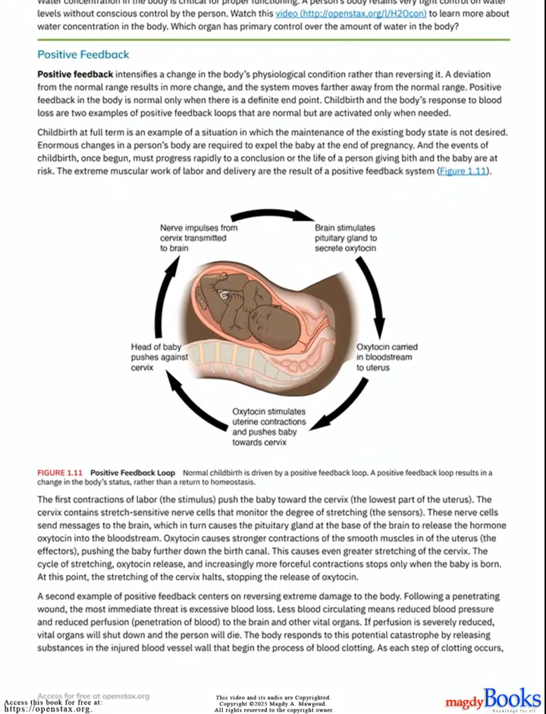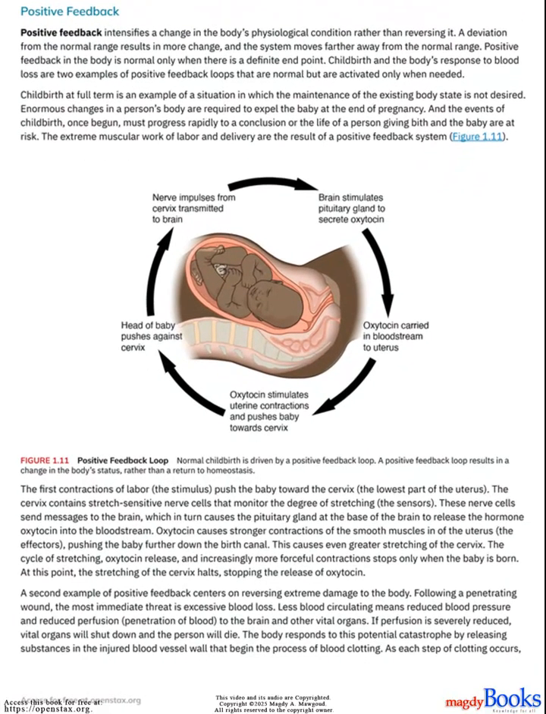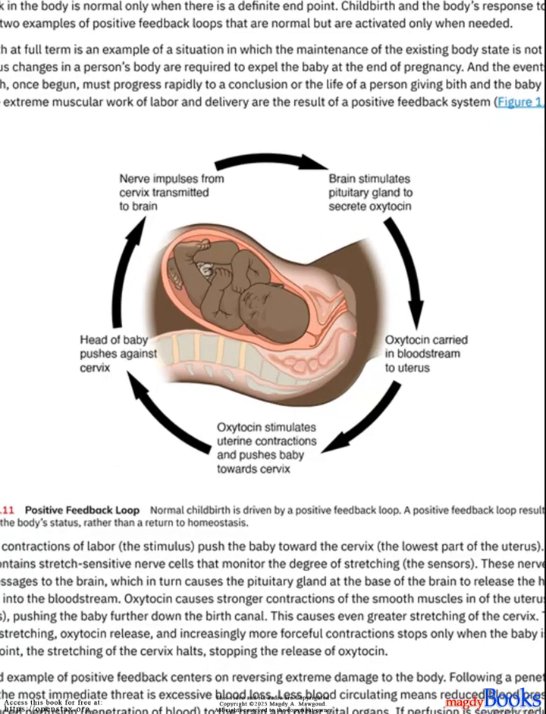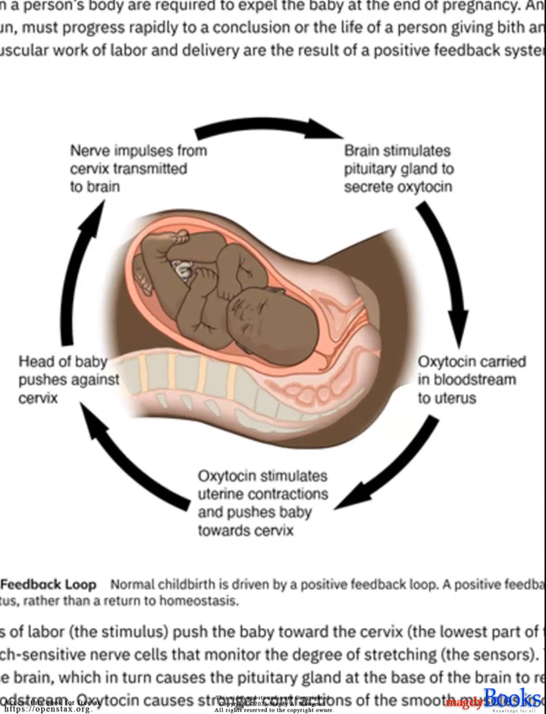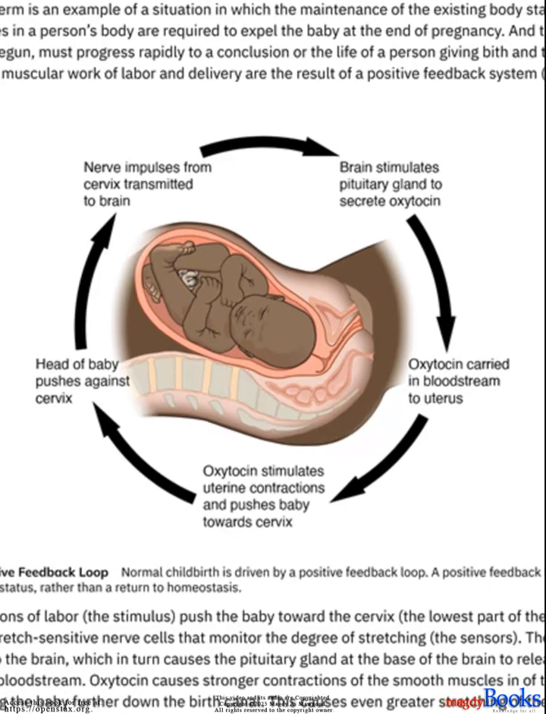Figure 1.11. Positive feedback loop. Normal childbirth is driven by a positive feedback loop. A positive feedback loop results in a change in the body's status, rather than a return to homeostasis. Oxytocin stimulates uterine contractions and pushes baby towards cervix. Head of baby pushes against cervix. Nerve impulses from cervix transmitted to brain. Brain stimulates pituitary gland to secrete oxytocin. Oxytocin carried in bloodstream to uterus.